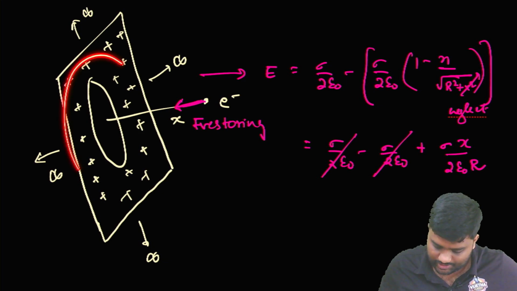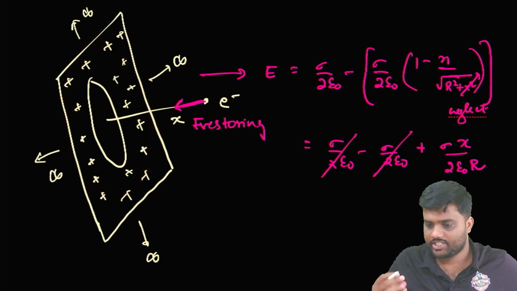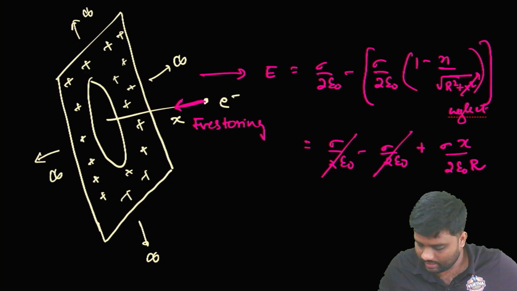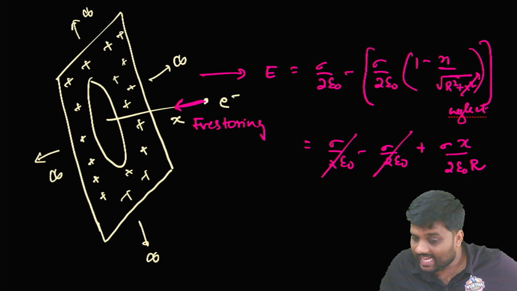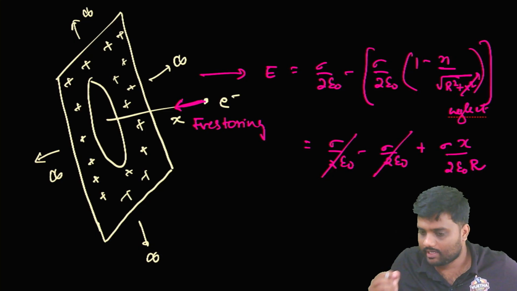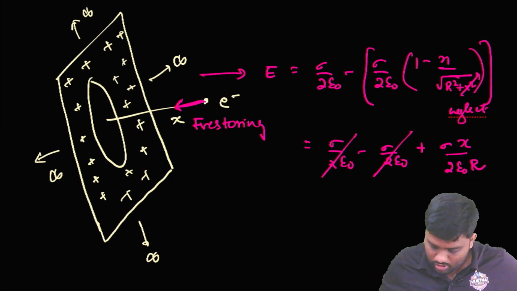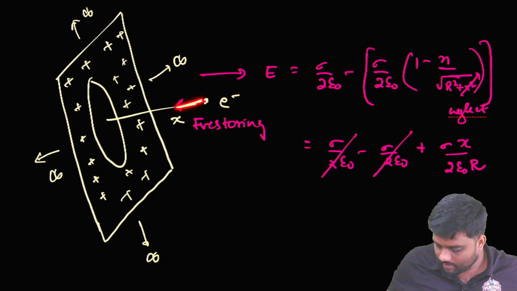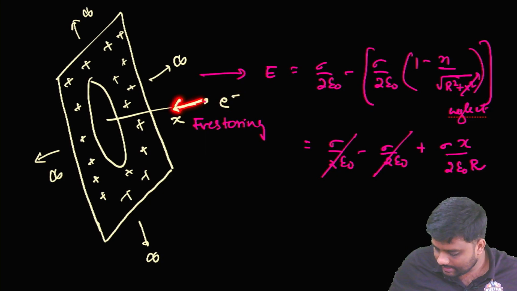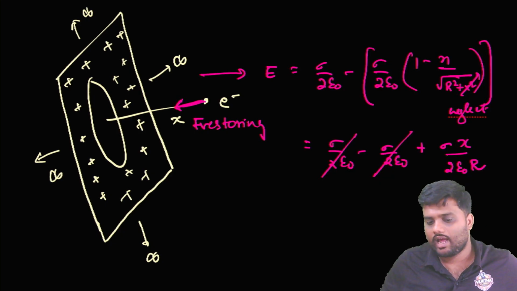Due to this remote disk from the infinite sheet, you are going to get the electric field. That electric field at this point is going to be what? At the x distance, you are going to get the electric field as sigma x upon 2 epsilon naught r. So sir, on the electron, in which direction is the force felt? It is felt in this direction. So here it has started acting like what?